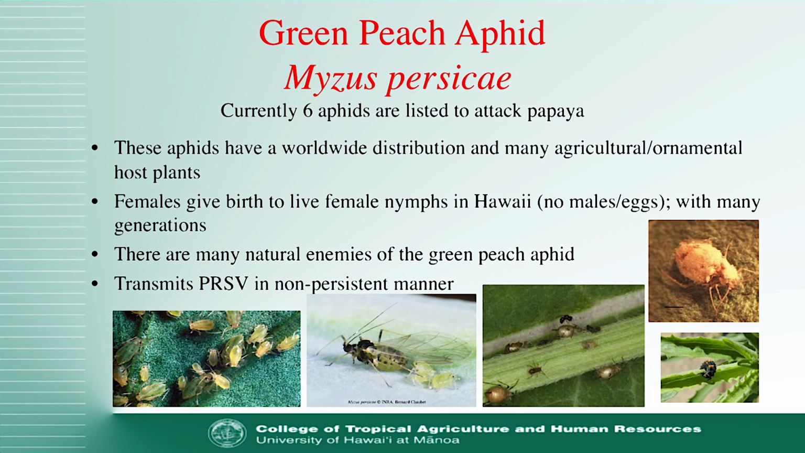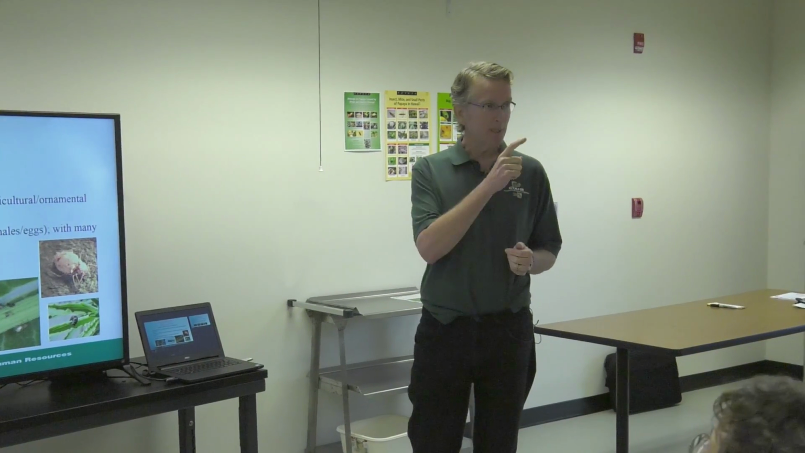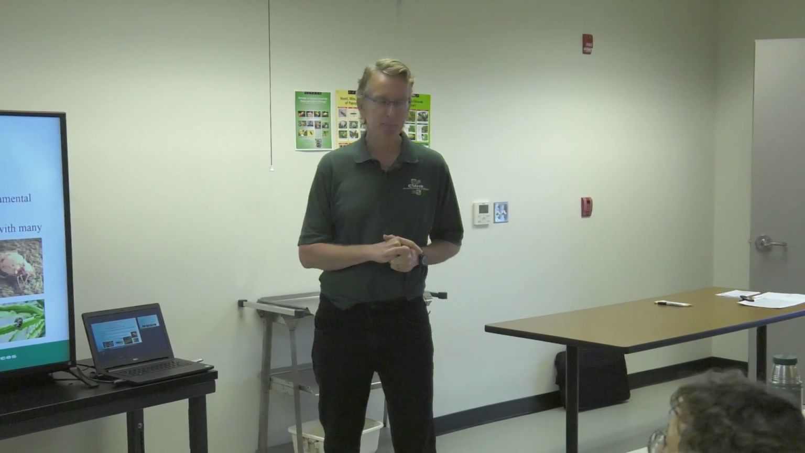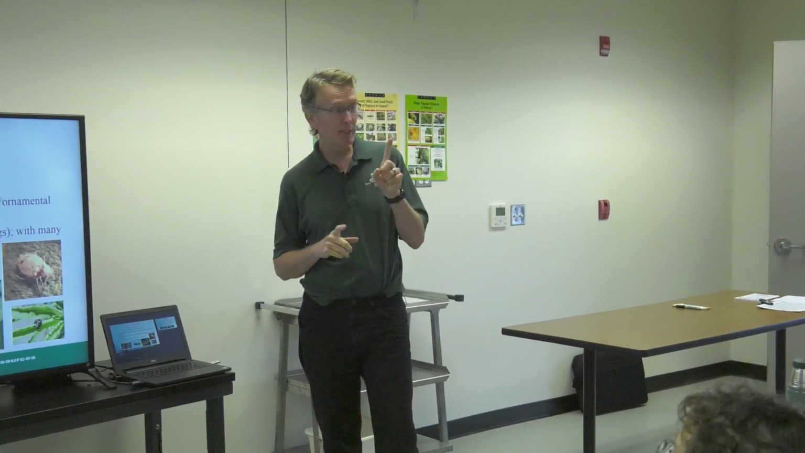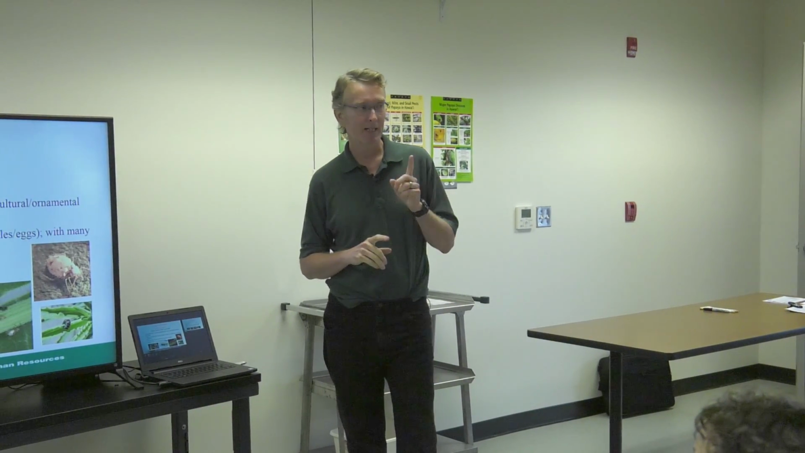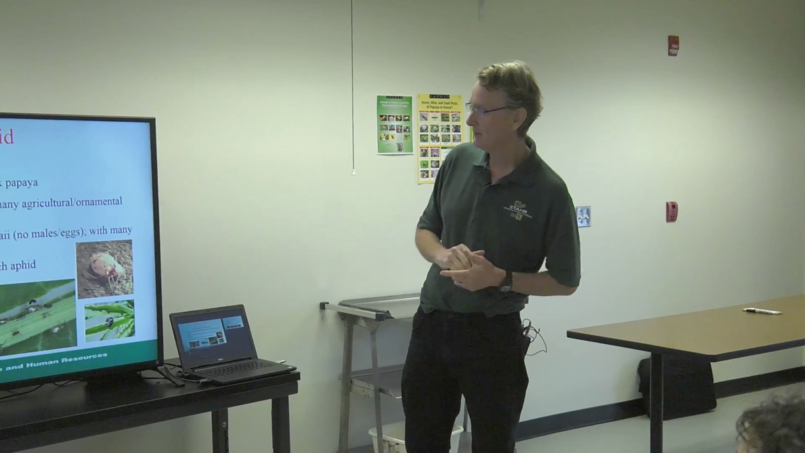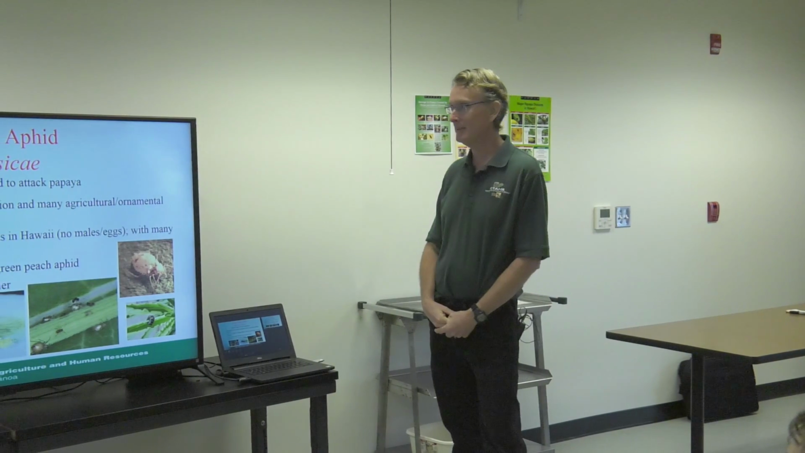So aphids, there's about 6 aphids that attack papaya in Hawaii. And this particular one, this green peach aphid, is very prevalent in all our gardens, okay? But I don't have a sample of that insect on papaya. And that's really important to take note of, and I'll explain to you later. So I want you guys to remember that, and we'll get back to it, okay?